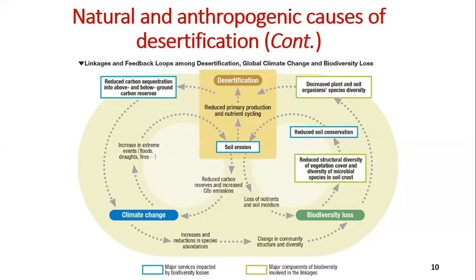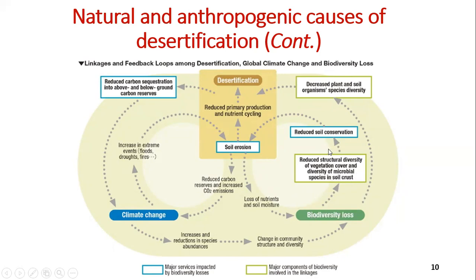Now, take a path from any other place. Let's take the path from soil erosion. If you have soil erosion, whatever the cause, it can lead to a loss of nutrients and can affect the soil moisture regime, which can lead to biodiversity losses. And when you have biodiversity losses, it can lead to a decrease in plant diversity. Or you can take a new path: reduced structural diversity of vegetation cover and diversity of microbial species in the soil crust.